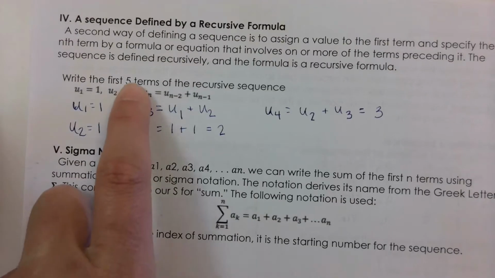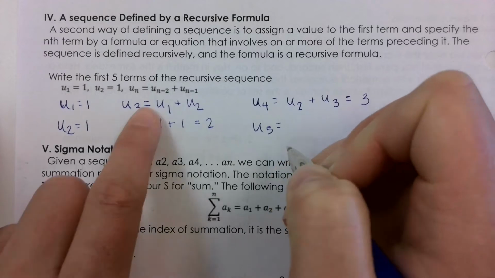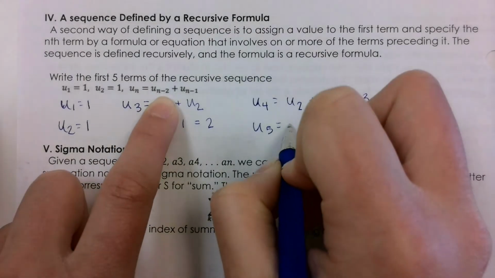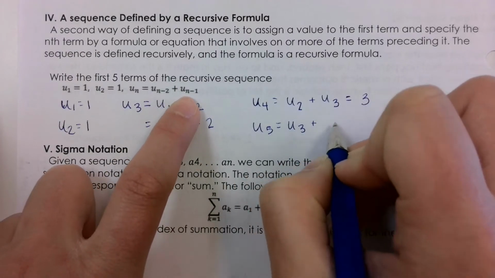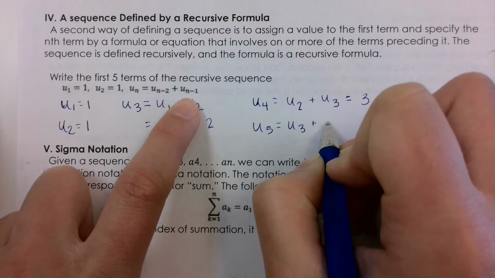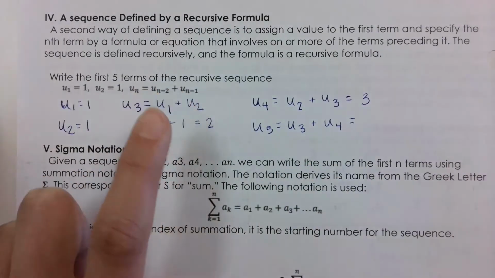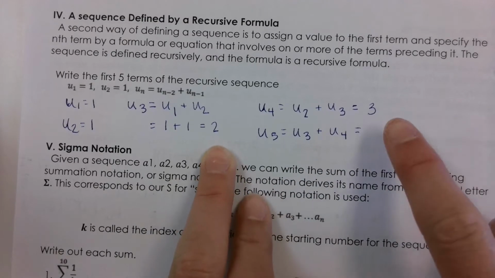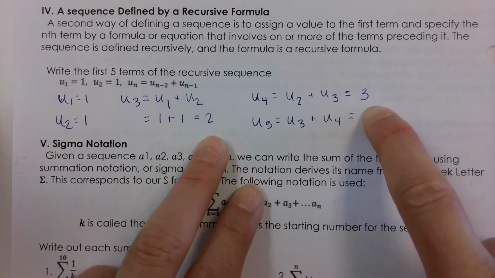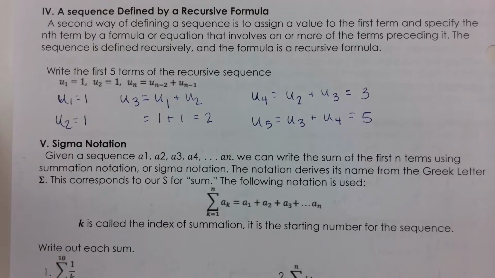So it only lets us find 5, so we'll find our next one and we'll be done. So u sub 5. So if we plug a 5 in for n, what is 5 minus 2? 3. And then we need to do 5 minus 1. So 4. What was u sub 3? 2. And u sub 4? 3. So 3 plus 2? 5. Is that okay? Questions?